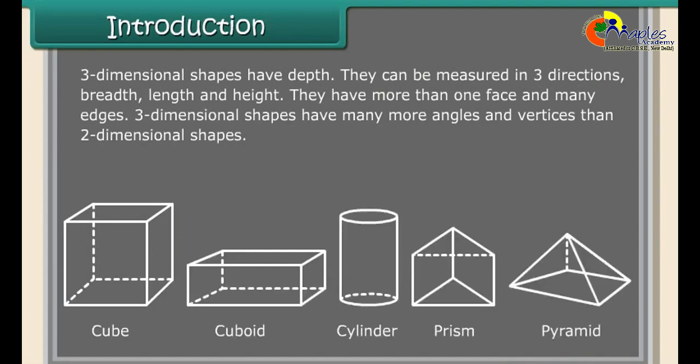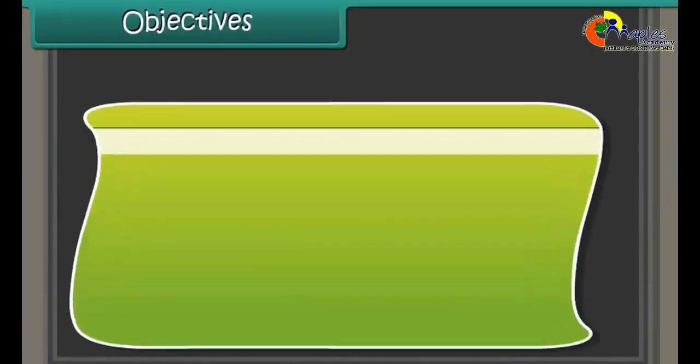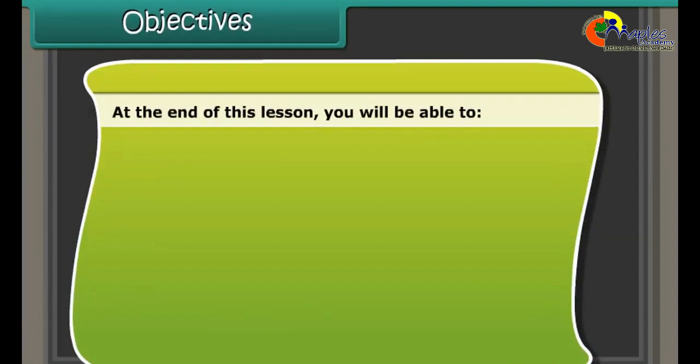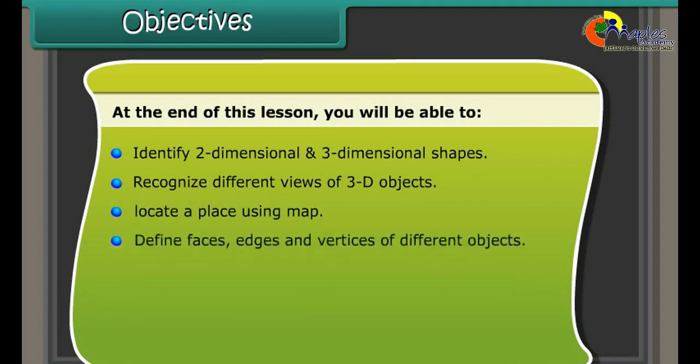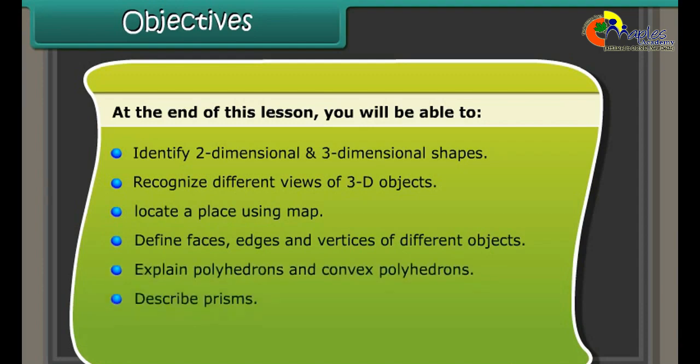Two-dimensional shapes, three-dimensional shapes. Objectives. At the end of this lesson, you'll be able to identify two-dimensional and three-dimensional shapes, recognize different views of 3D objects, locate a place using map, define faces, edges, and vertices of different objects, explain polyhedron and convex polyhedrons, describe prisms, discuss pyramids, apply Euler's formula.